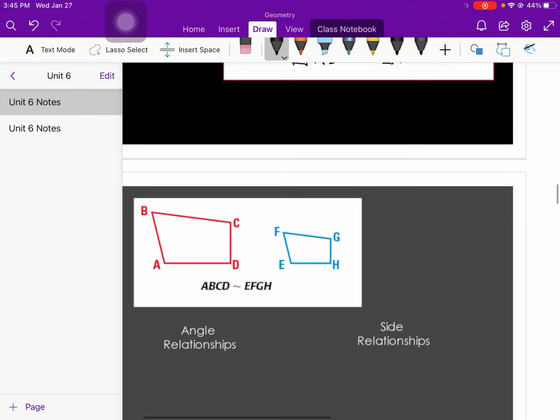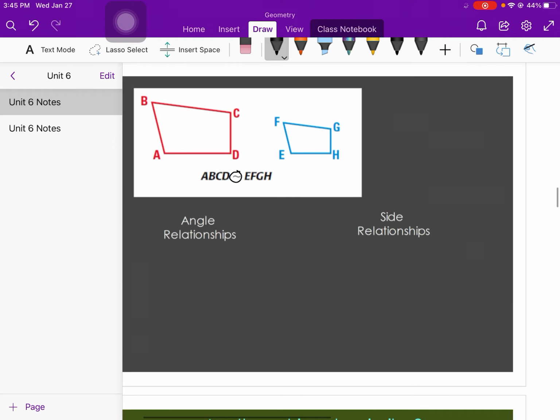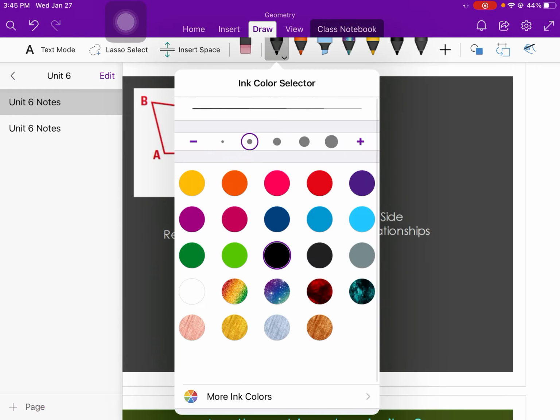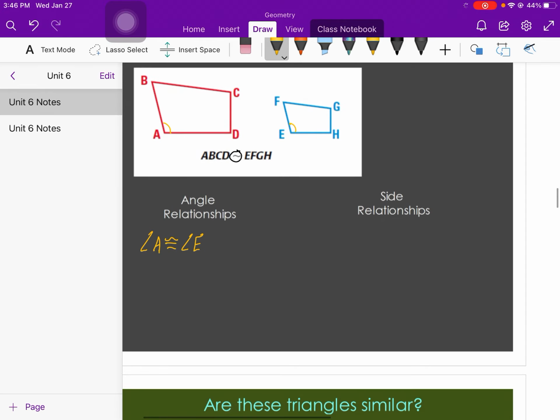Now let's look at this with two figures that are similar. So ABCD is a quadrilateral, and it is similar to EFGH. The angle relationships are as follows. Angle A is congruent, because the angles are the same, to angle E. Now notice those are in the exact same position, so they're corresponding. Angle B is congruent to angle F.